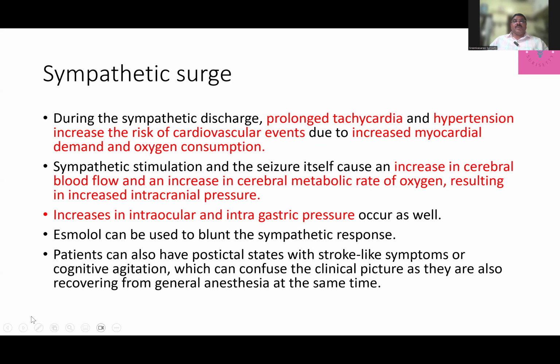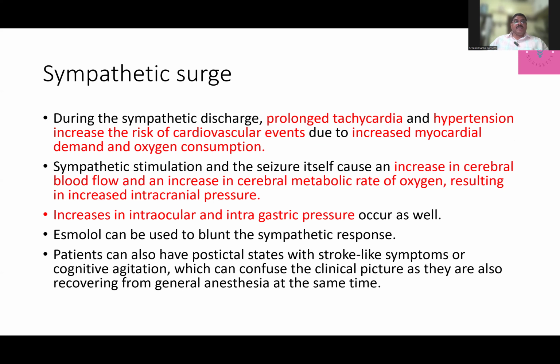During the sympathetic surge, prolonged tachycardia and hypertension occur, with increased risk of cardiovascular events due to increased myocardial oxygen demand and consumption. This sympathetic stimulation and the seizure itself can cause increased cerebral blood flow and increased cerebral metabolic rate of oxygen, resulting in increased intracranial pressure. This also causes increased intraocular pressure and intragastric pressure.